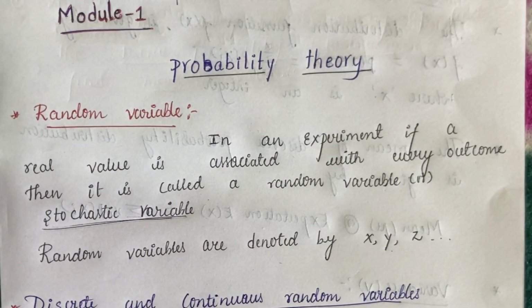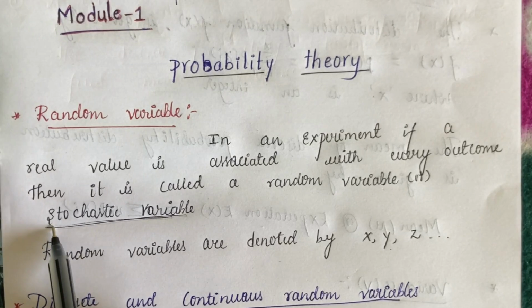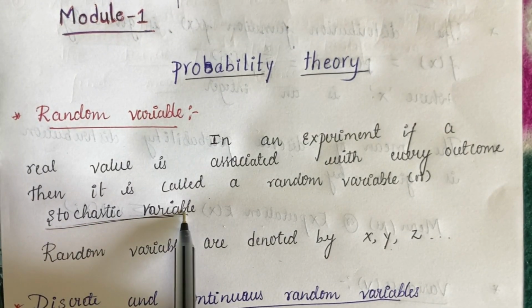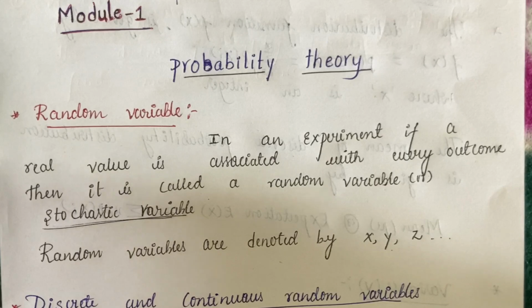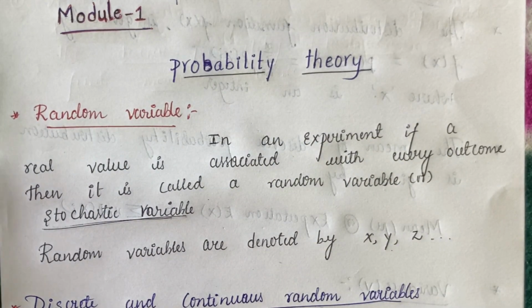What is a random variable? In an experiment, if a real value is associated with every outcome, then it is called a random variable, or we can also call it a stochastic variable. No need to remember the definition exactly. When we solve the problem, the output we get will be associated with a random variable. That is the definition of a random variable.